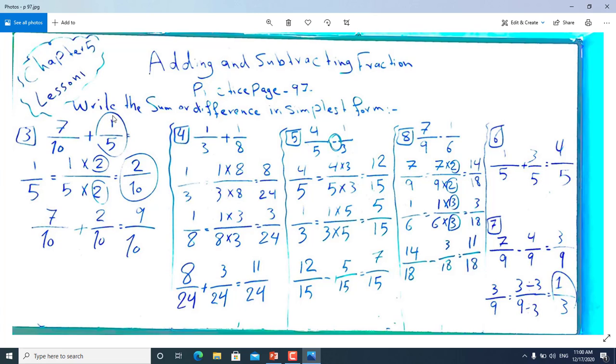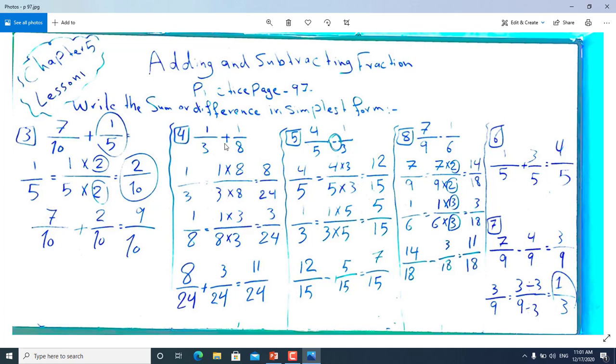And 2 over 10 will replace 1 over 5. Now 7 over 10 we have, we write again. And in place of 1 over 5 we write 2 over 10. We just add the numerators, the numbers on top. 7 plus 2 is 9 and we keep 10, we get 9 over 10.